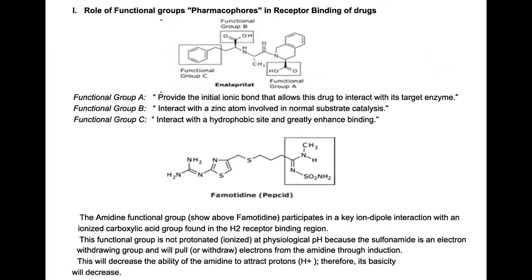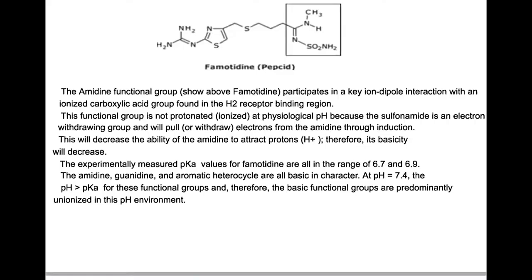Okay, another example is famotidine, which is Pepcid. We can find that Pepcid or famotidine is composed of the amidine, which is in a box in the structure, this function group called amidine, and the heterocyclic ring and the guanidine. The amidine function group shown in this box participates in a key ion-dipole interaction with an ionized carboxylic acid group found in the H2 receptor binding region, because famotidine is an H2 blocker, so it binds to the H2 receptor and inhibits its action, which is used for anti-ulcers, for GERD, for antacid, and so on.